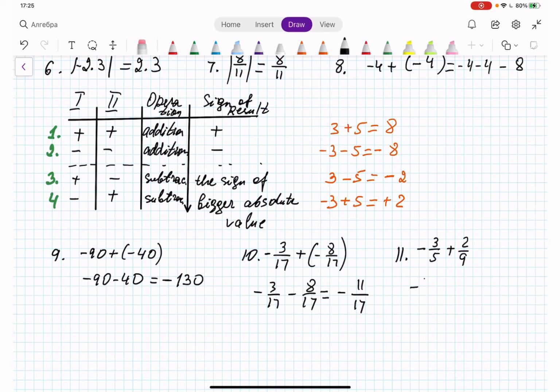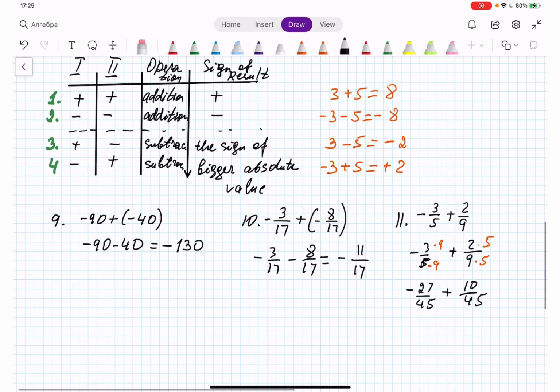A negative 3/5 and positive 2/9. So for 5 and 9, the common denominator is going to be 45, which means here multiply by 9, here multiply by 5, right? And we are getting negative 27/45 plus 10/45. So since we have plus minus, minus plus, case 4, we need to subtract, right?